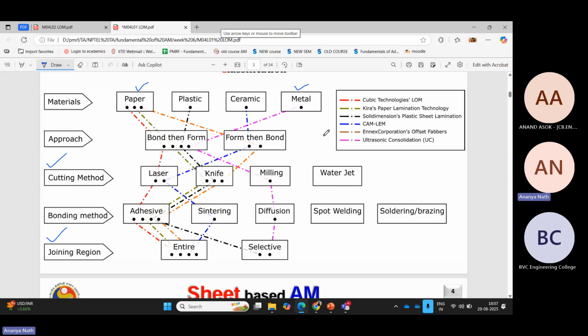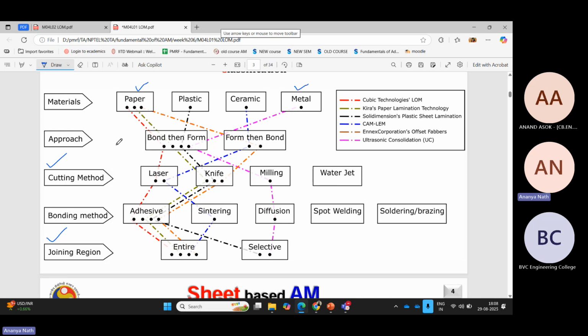Now, what does it mean? Bond means how these two or three layers, these consecutive two layers, are getting joined. And form means, as I said, there is a cutting operation. So form means cutting. So how the cutting is taking place, whether cutting is first, then joining, or joining is first, then cut.